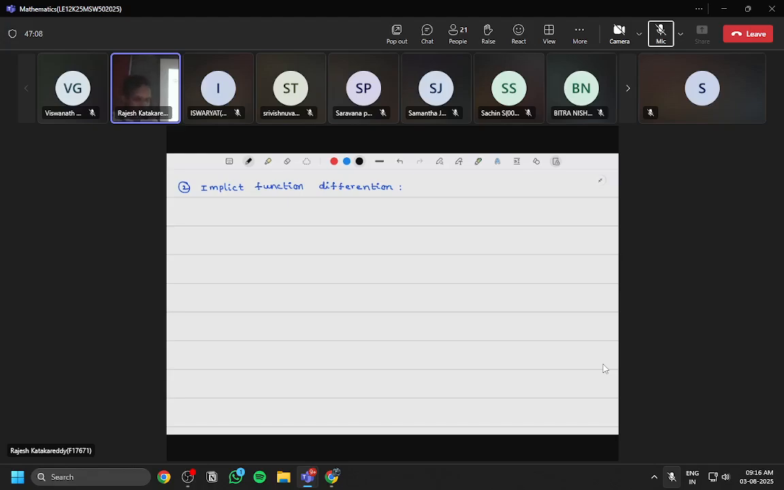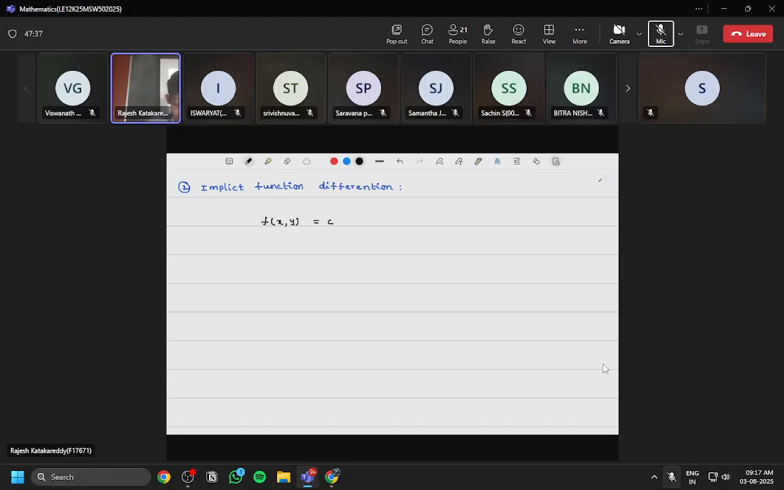Correct? So in implicit function differentiation, we will be having a function f of x comma y is equal to a constant. We need to find dy by dx. Not difficult, just apply differentiation with respect to x. Variable y is depending upon variable x, so if we are differentiating y, you will write dy by dx there.